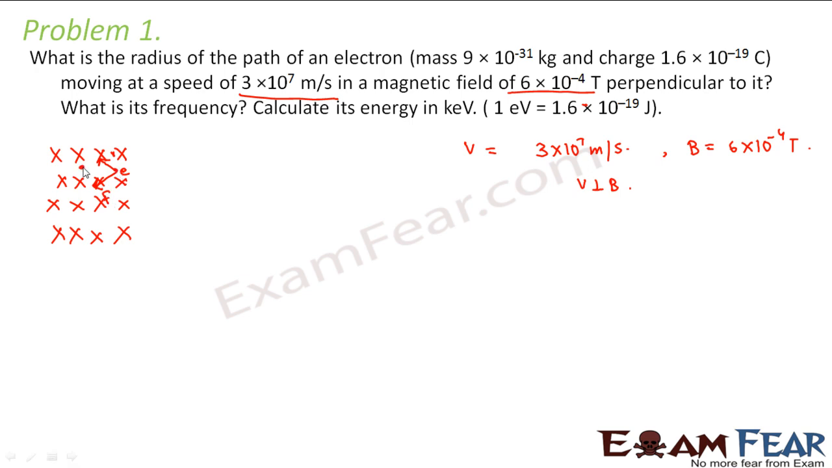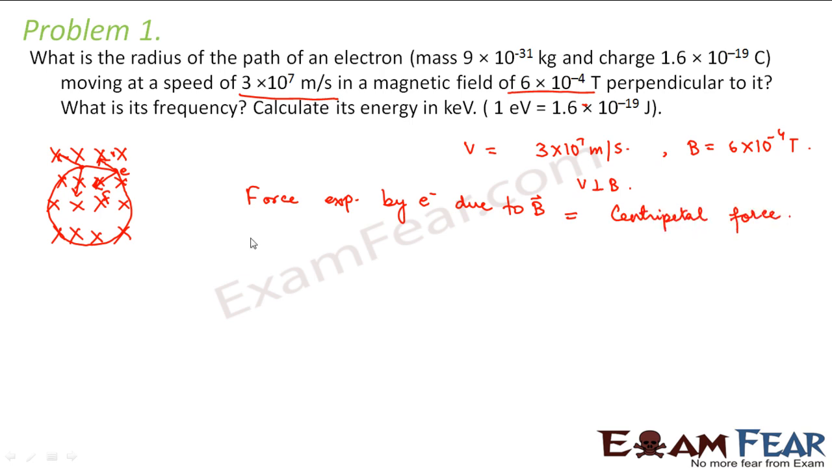Similarly, the electron goes here. So velocity is in this direction, force will be in this direction. So you will end up getting a circle like this. So the electron will move in a circular path. So basically the force experienced by the electron due to the magnetic field acts as the centripetal force because of which the electron moves in a circular path.